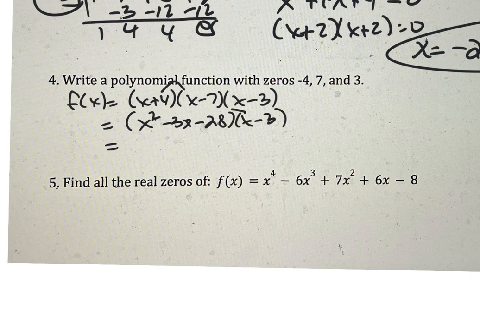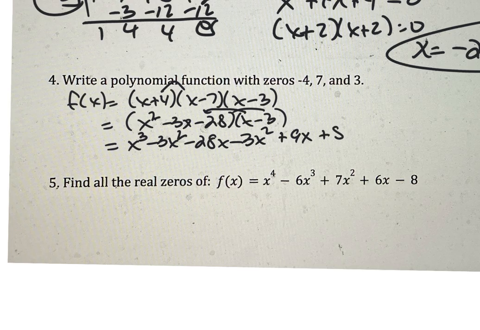Next step, I'm going to take this x and distribute it all the way through. x times x squared, x times negative 3x, x times negative 28. And then I'm taking the negative 3 all the way through. Negative 3 times x squared, negative 3 times negative 3x, and negative 3 times negative 28 is 84. And that's what we got. We got an x cubed, negative 6x squared, negative 19x, and a positive 84. And that's what you're doing. You're just going backwards there.